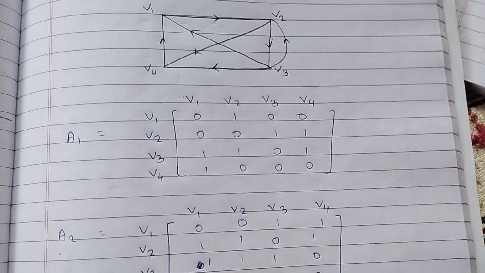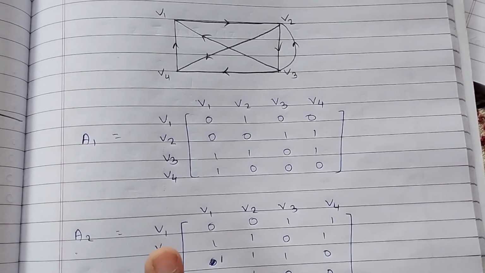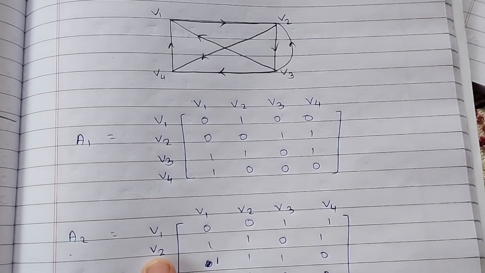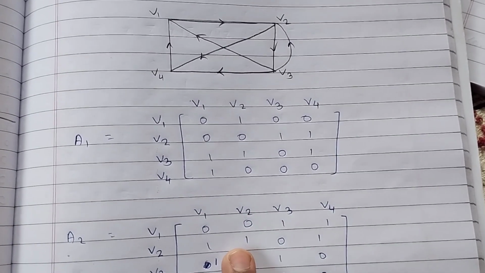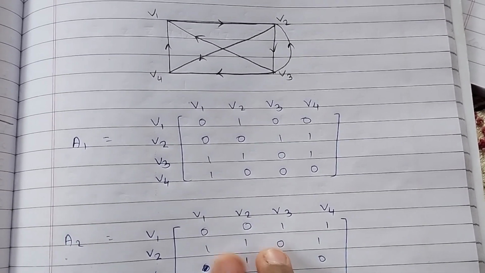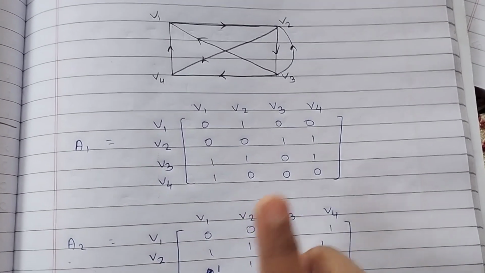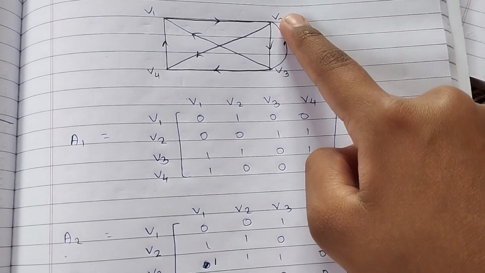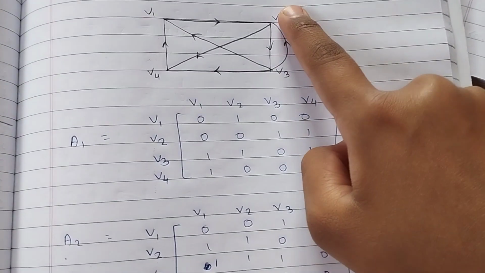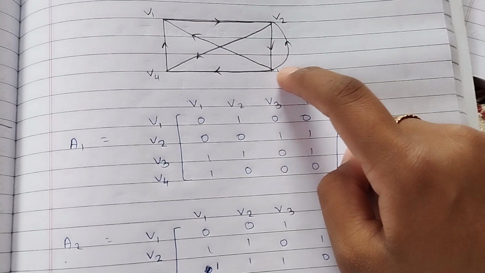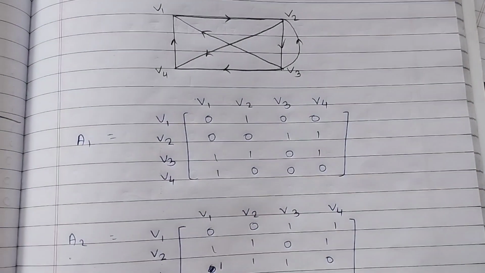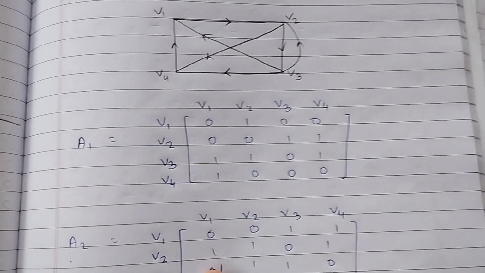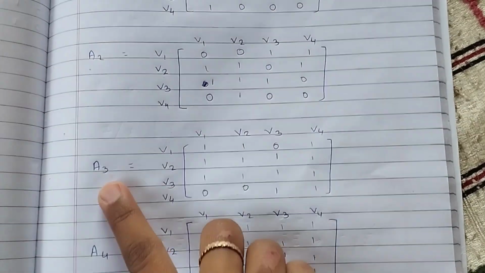Now see another example. For going from V2 to V2, are there two edges between V2 and V2? Let's see, we go from V2 to V3 and V3 again to V2. So two edges are present, and that's why we write 1. In this way we find out A3.